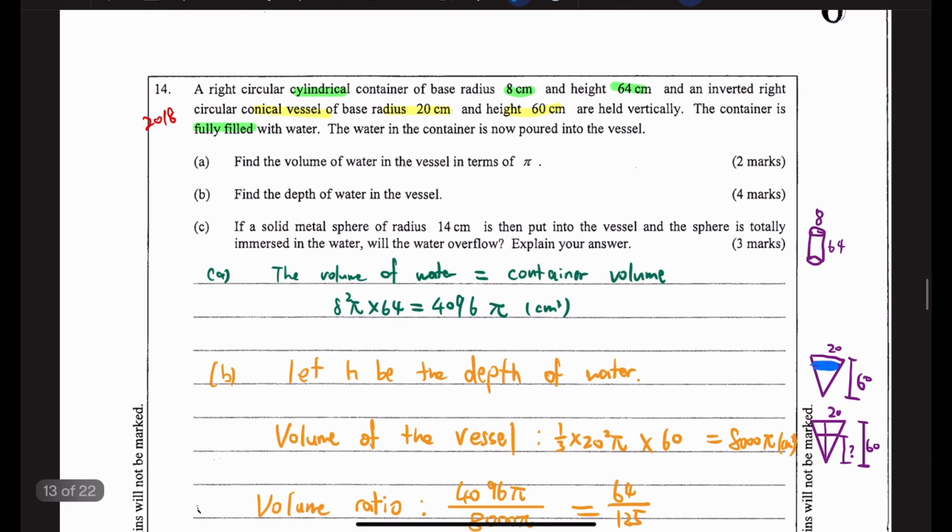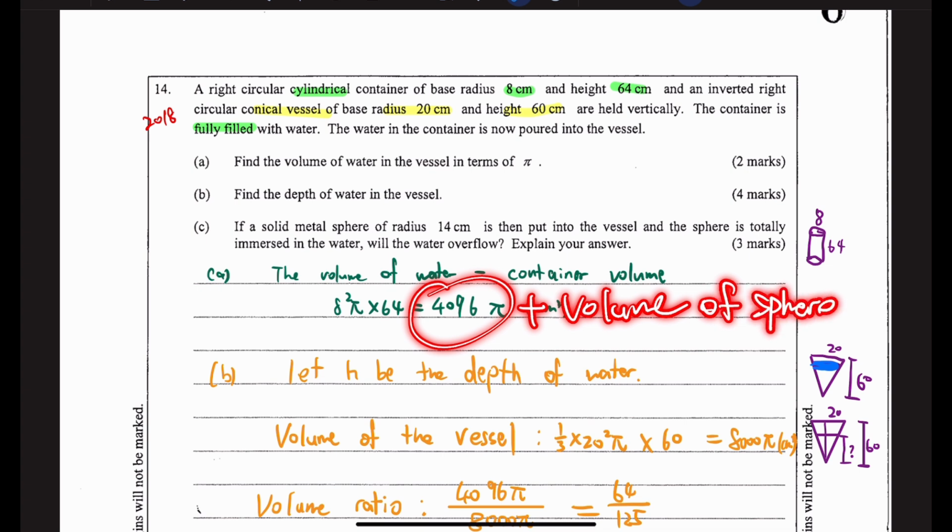In part C, we have another sphere added to the vessel, and it's totally immersed in the water, so it means that we just need to add up the volume. Will the water overflow? It means, will the water come out? Will the volume of the water plus the volume of the sphere be larger than the total volume? So we need to find this one plus the volume of the sphere, and check whether it is smaller than the volume of the vessel, okay?